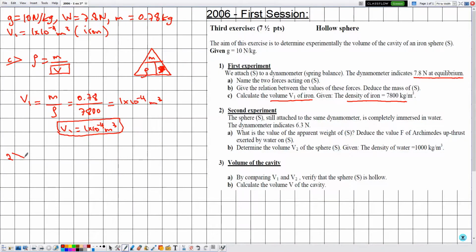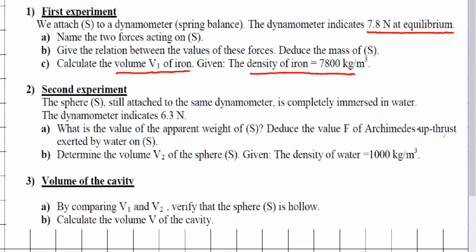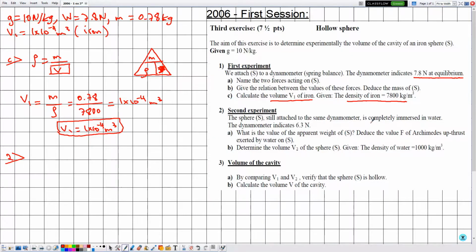Now number 2, second experiment. The sphere S is still attached to the same dynamometer, and is completely immersed in water. So we know that this statement is very important. What does it mean that it is completely immersed in water? That the immersed volume in this case is equal to the total volume of the solid S, or the outer volume. Now in this case the dynamometer indicates 6.3 newtons.